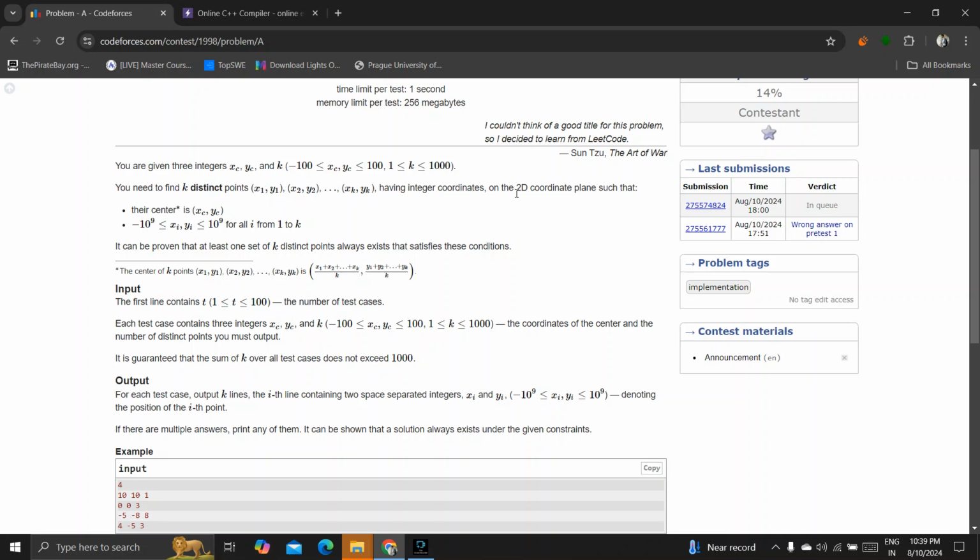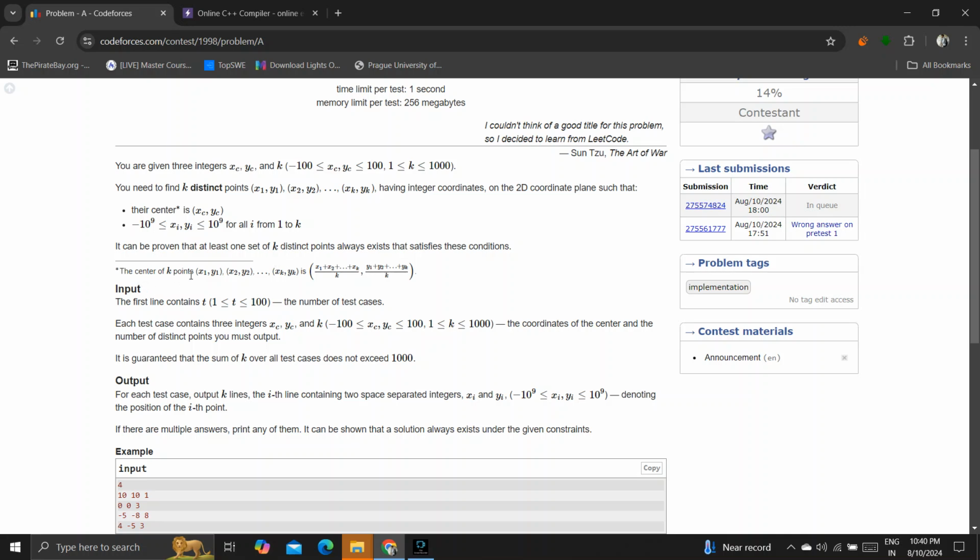And having integer coordinates on a 2D coordinate plane such that the center is xc and yc, okay, and the values must lie between -10 to the power 9 to 10 to the power 9. It can be proven that at least one set of k distinct points always exists that satisfies the condition, right? So basically the answer is definitely there.